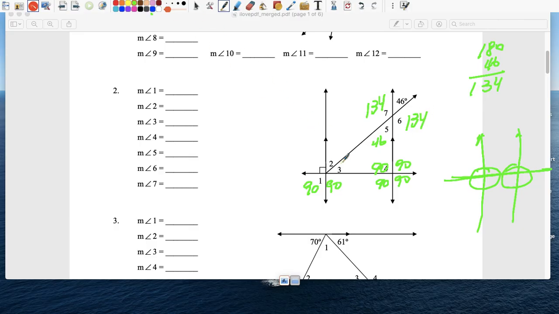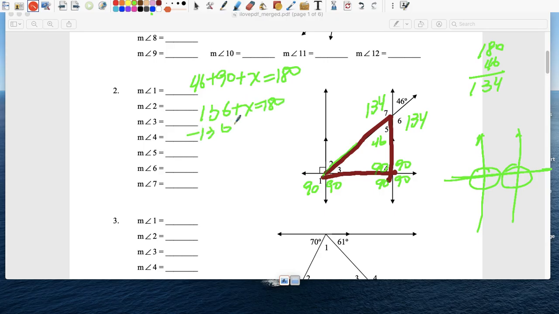Now, can we find angle 3? Yeah, because now we have a triangle here. And the sum of the 3 angles in a triangle is equal to 180. So we have 46 plus 90 plus an unknown angle called angle 3 equals 180. We can solve this. We add 46 and 90, which is 136. Plus x equals 180. We subtract 136 from each side, and x equals whatever that is. 180 minus 136 is 44.